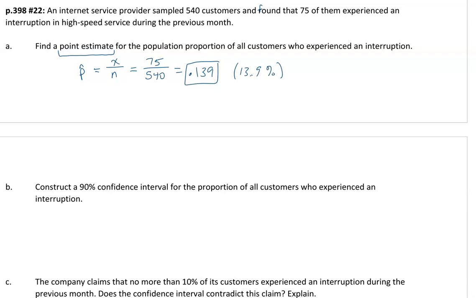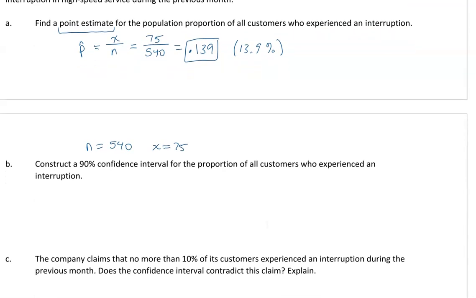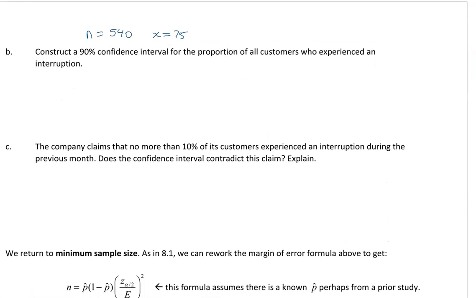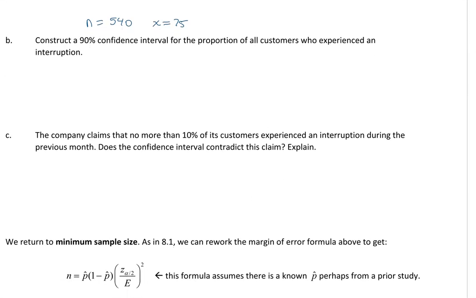Okay. And then part B, construct a 90% confidence interval for the proportion of all customers who experienced an interruption. I'm just going to bring my two numbers down here. N was 540 and X was 75. I'm going to scroll up a little bit for these two parts. So a 90% confidence interval can be super fast. I'm going to go to 1-PropZInt and plug in all the numbers. We've got our n and our x. Here's our confidence level, which is 0.9 as a decimal.